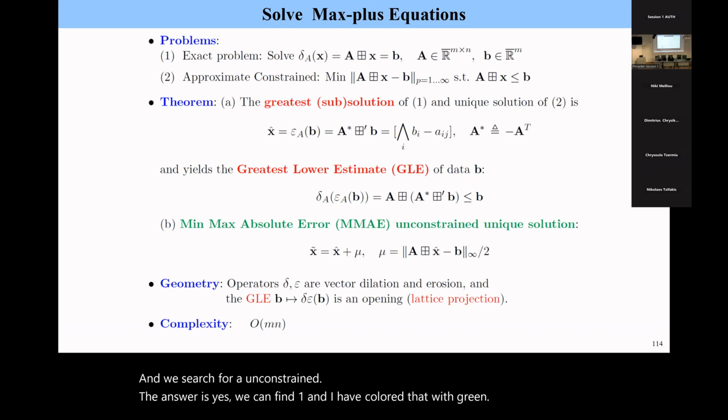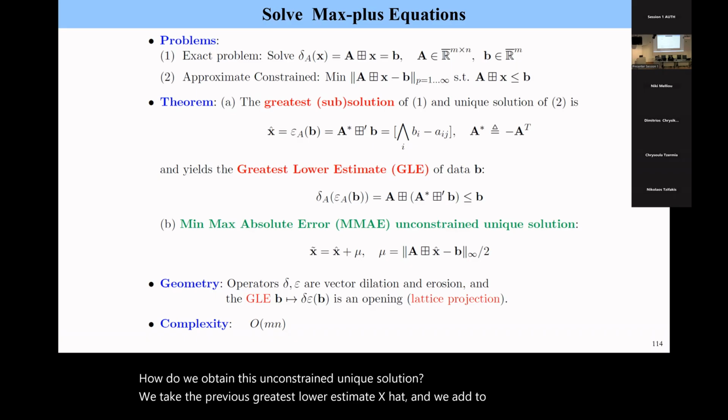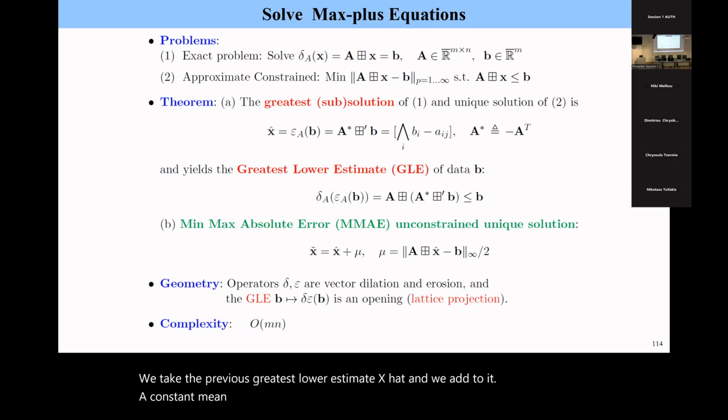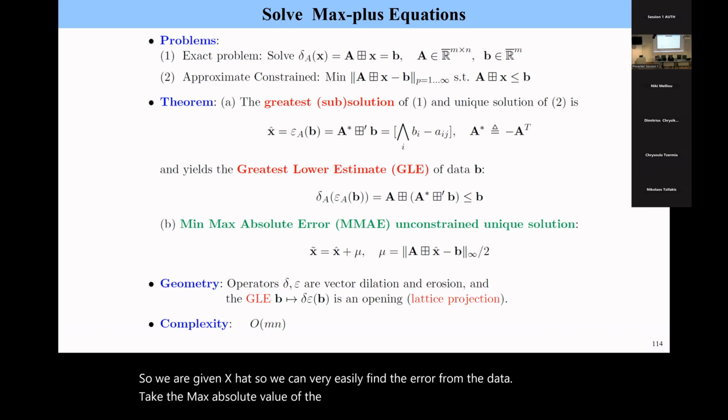How do we obtain this unconstrained unique solution? We take the previous greatest lower estimate, x hat, and we add to it a constant m, and this constant is half of the L infinity error of the previous solution x hat. We are given x hat, so we can very easily find the error from the data, take the max absolute value of the error, halve it, and then add that to x hat.